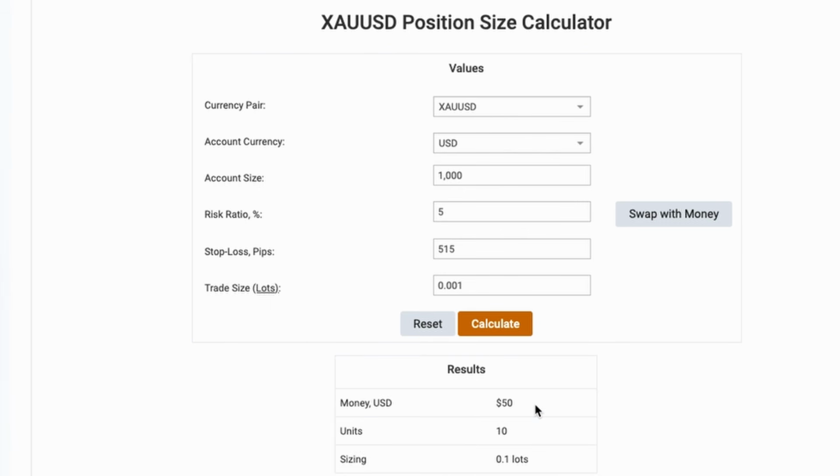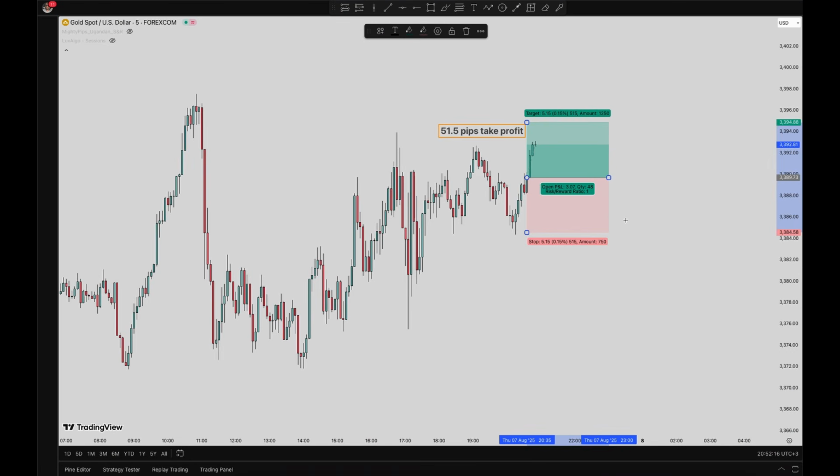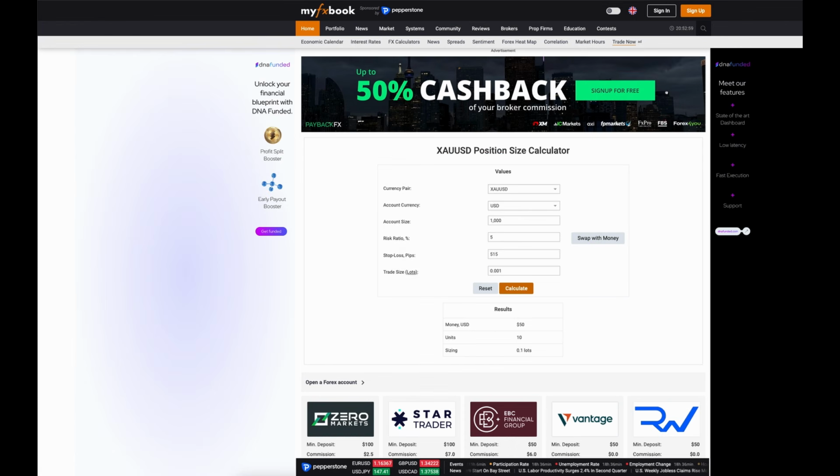The same amount of money you're losing on EURUSD, you'll lose the same amount of money on gold, but you're using a different lot size because the pips are different. So that is how you know the number of pips you're to risk per trade, and that is how you calculate the pips using TradingView. You know how many pips you're risking, then you use the position size calculator to find out how many lots you're going to take for that trade.